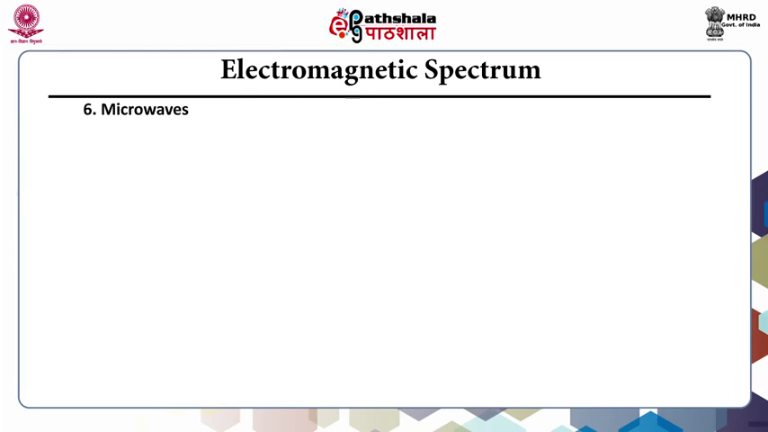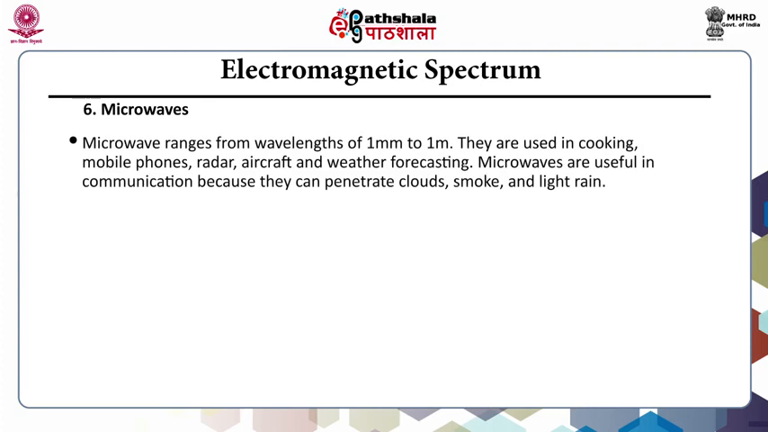Sixth is microwaves. Microwaves range from wavelengths of 1 millimeter to 1 meter. They are used in cooking, mobile phones, radar, aircraft, and weather forecasting. Microwaves are useful in communication because they can penetrate clouds, smoke, and light rain.